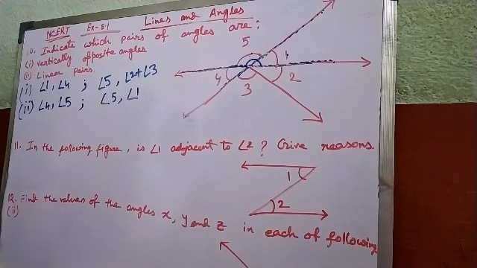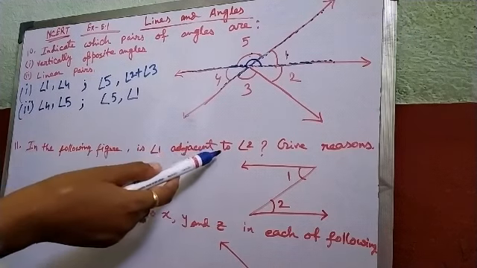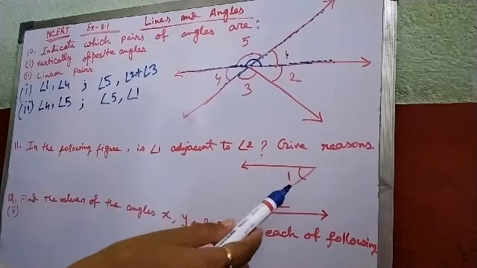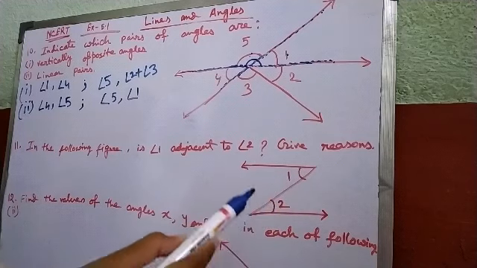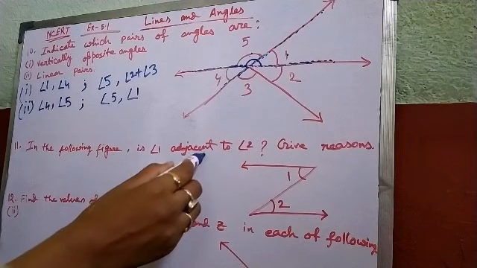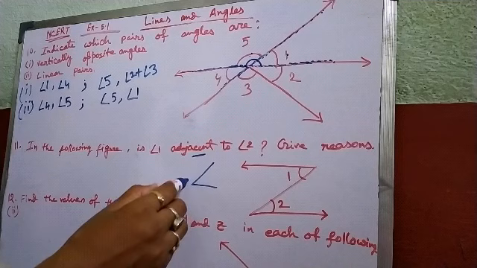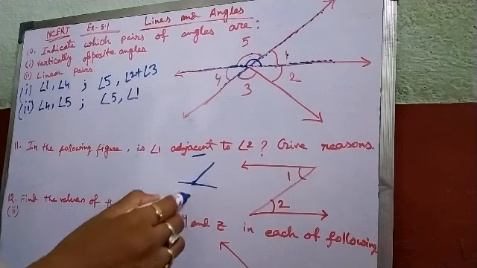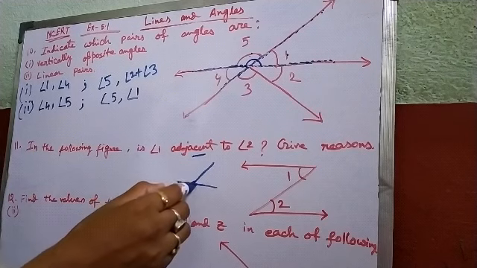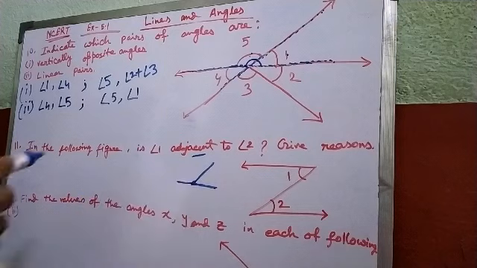Now coming to question number 11. In the following figure, is angle 1 adjacent to angle 2? Give reason. This is the figure. This is angle 1 and this is angle 2. But we know that adjacent angles have a common ray, a common vertex, and the other two rays lie on opposite sides of the common ray.